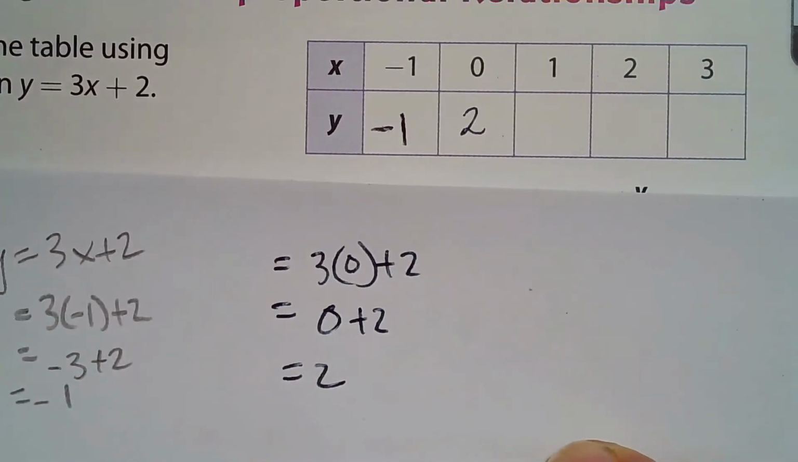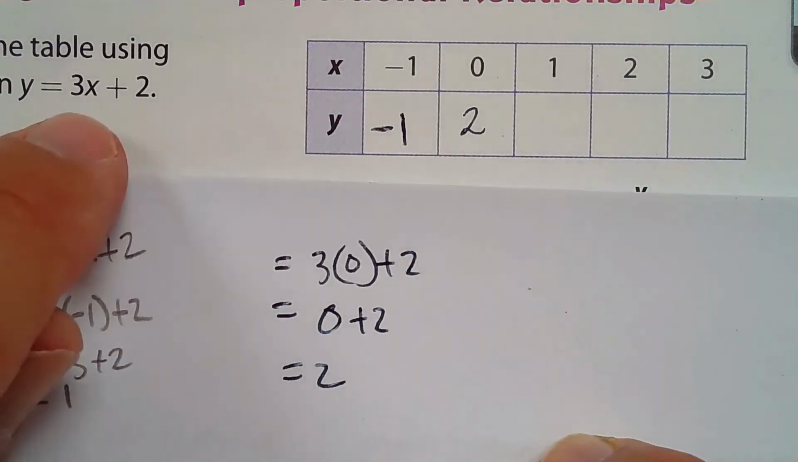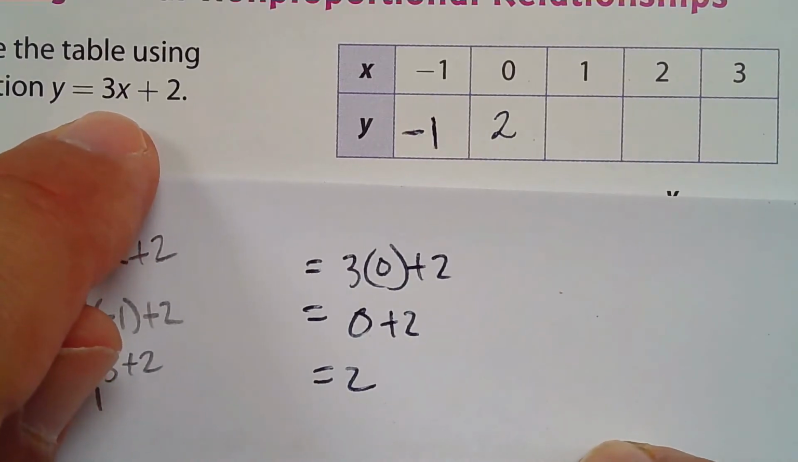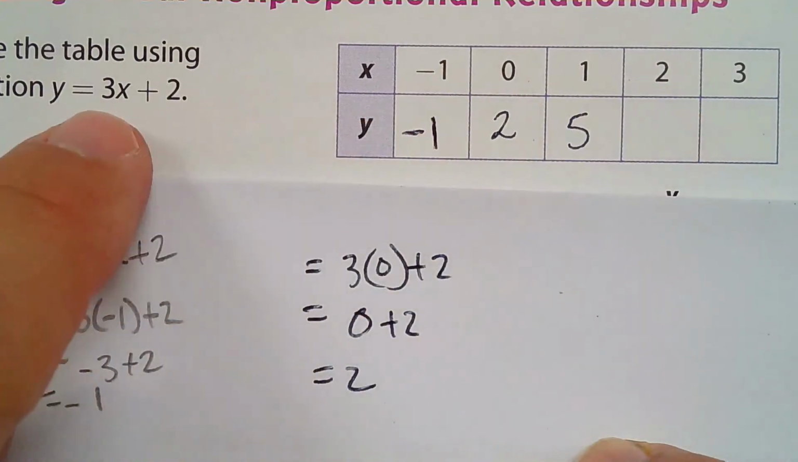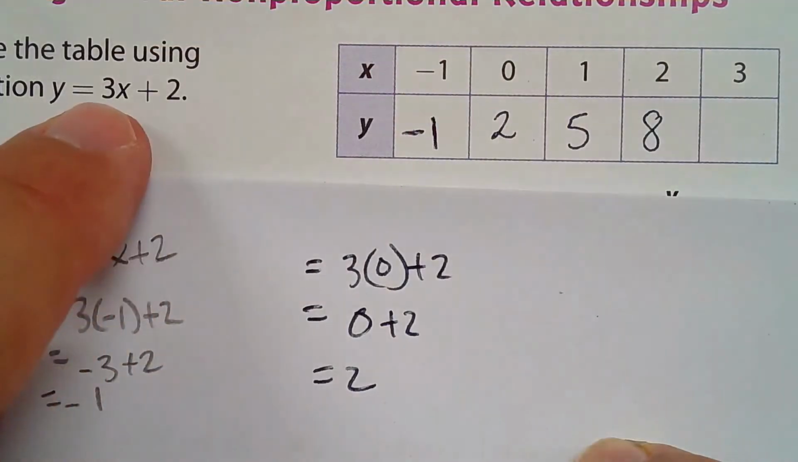Now 0. So we have y equals 3 times 0 plus 2, and 3 times 0 is 0, plus 2 is just 2. So that should be 2. And then 3 times 1 is 3, and 3 plus 2 is 5. And then 3 times 2 is 6, plus 2 is 8. And 3 times 3 is 9, plus 2 is 11.